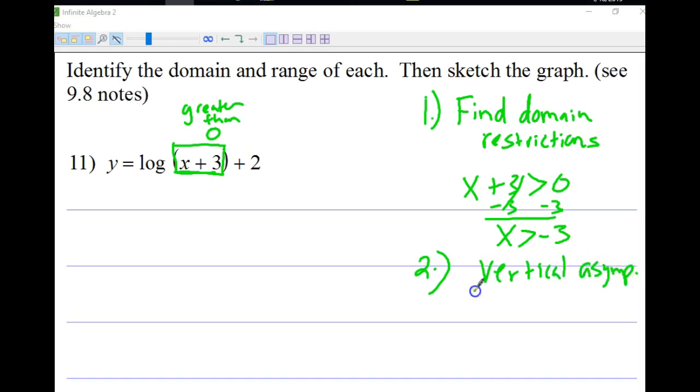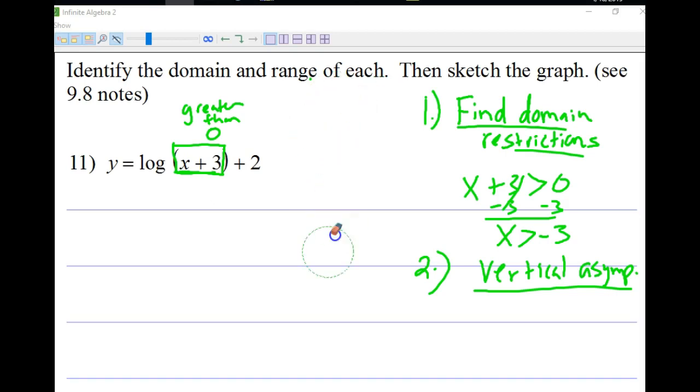In case you forgot, log functions look something like this. They look like exponential functions that are flipped on their side. They have a vertical asymptote. And the reason they look like that is because they're actually the inverse of an exponential function.